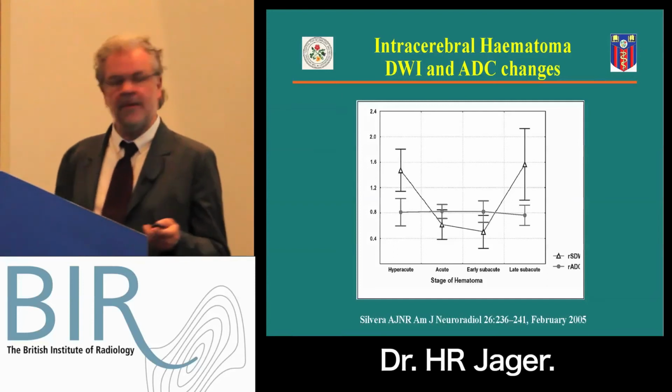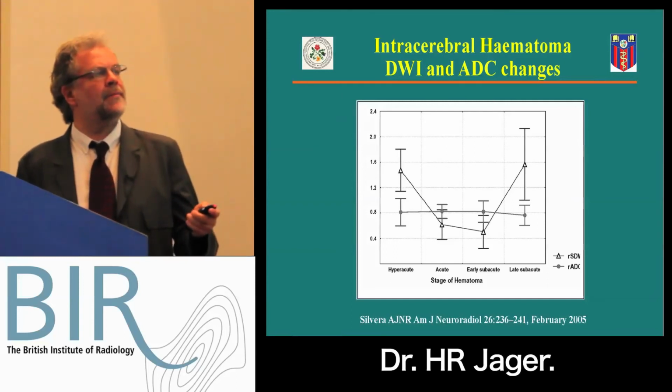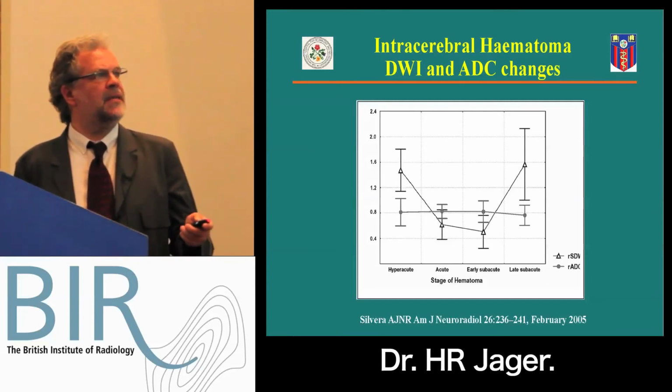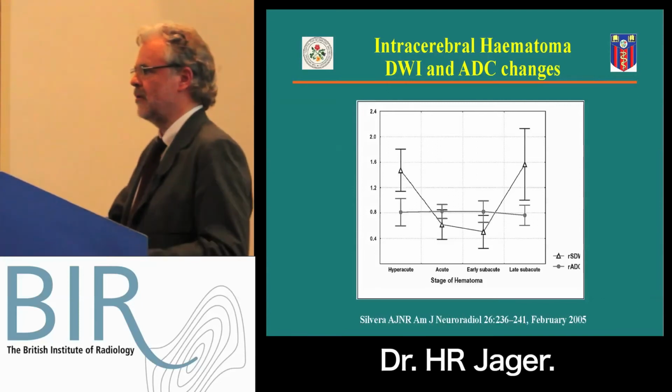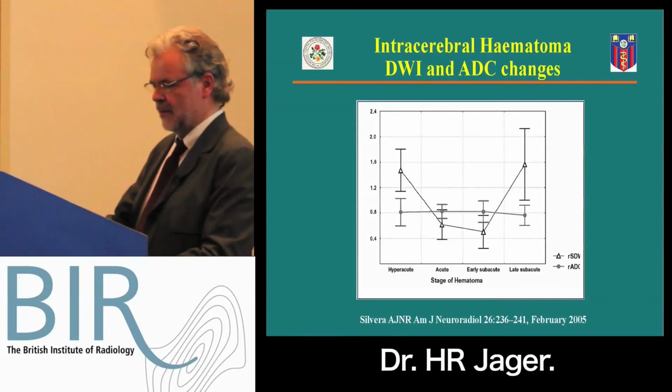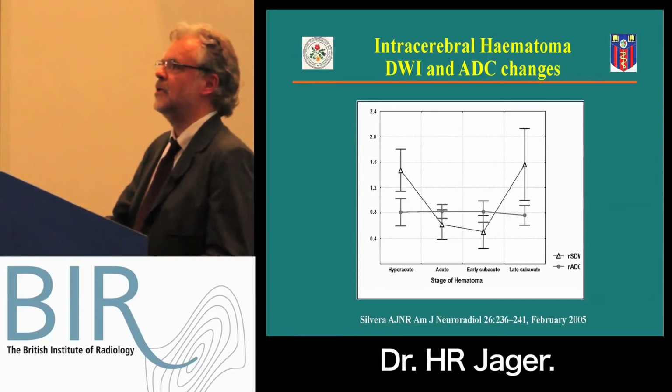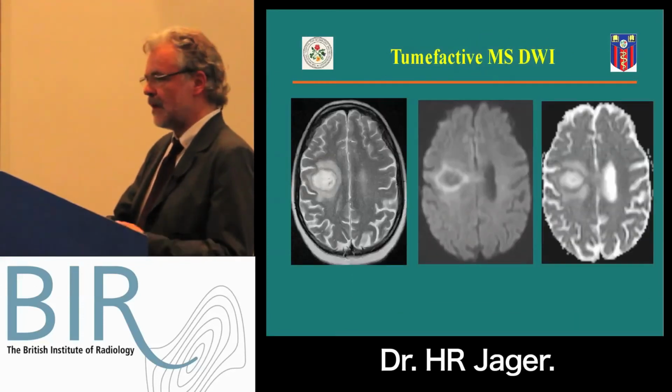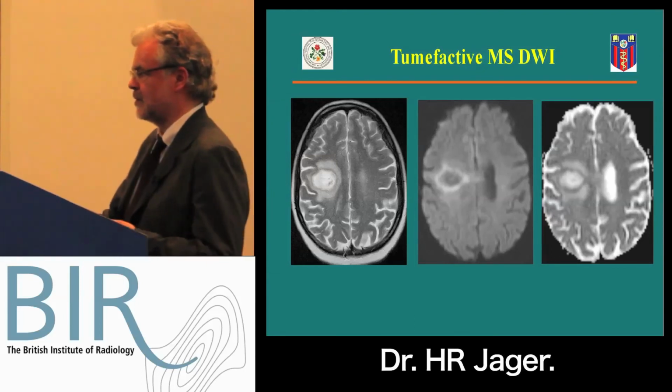A nice paper by Oppenheim et al., or Oppenheim's group, showing the diffusion. That's the ADC, more or less. And this is the diffusion weighted image, signal intensity between hyperacute, acute, early subacute, and then late subacute, how an intracranial hematoma looks.